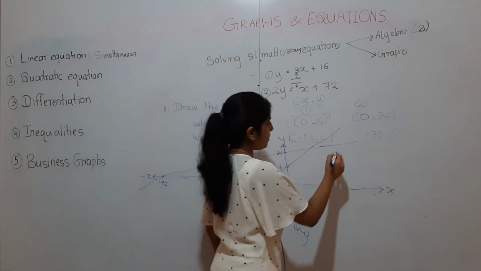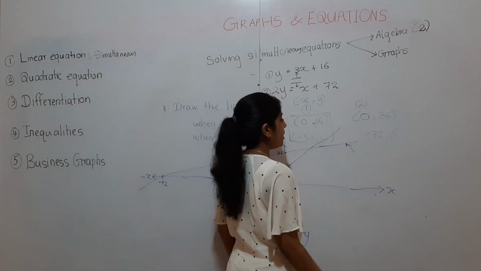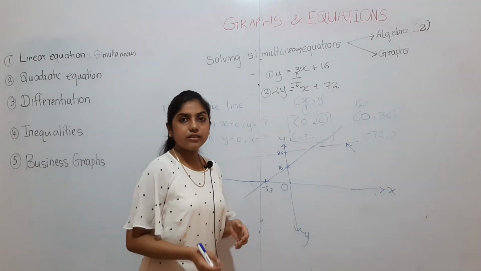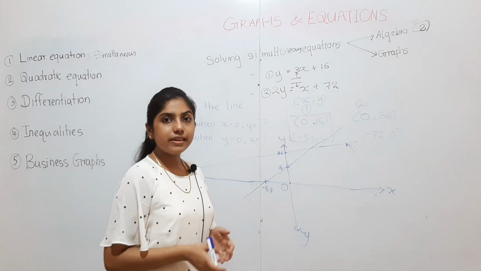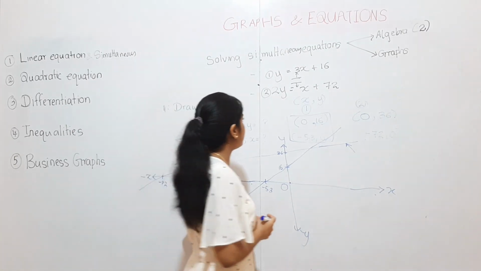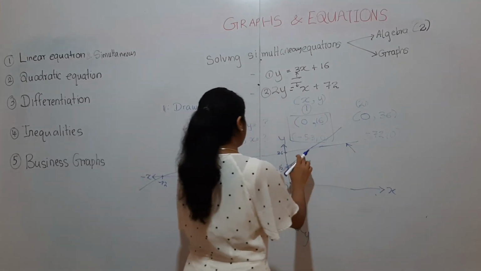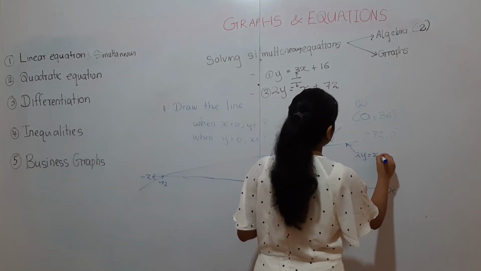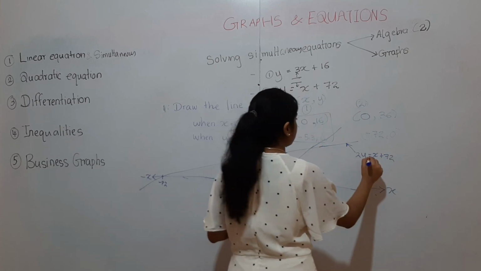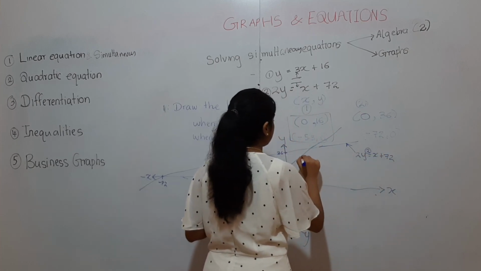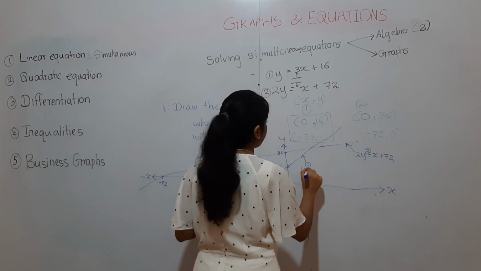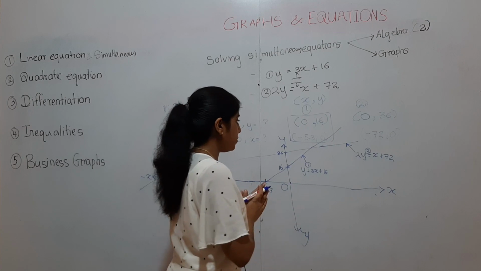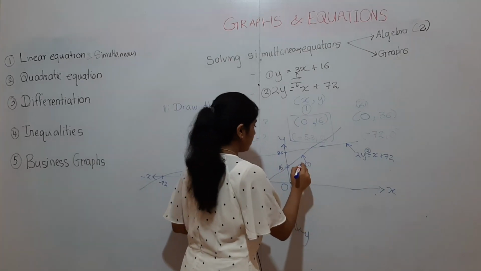Then mark, very important for you to mark the name of the line. What is the name of the line? The name of the line is the equation of the line, which is first line we drew. Now this is the second line's equation is 2y equals x plus 72. First, and this is second, you can name. First one, this is y equals 3x plus 16.